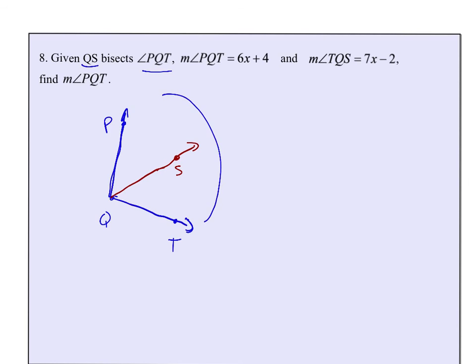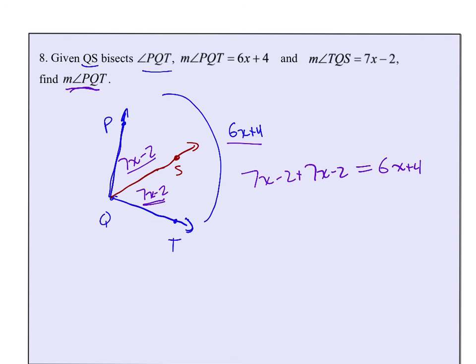So PQT, this whole big angle, is 6x plus 4. And TQS is 7x minus 2. How can I figure out what PQT is? Well, I have to realize something: if this one is 7x minus 2, this one is also 7x minus 2. These two combined equal that. So I'm going to go 7x minus 2 plus 7x minus 2, and that's going to be equal to 6x plus 4.